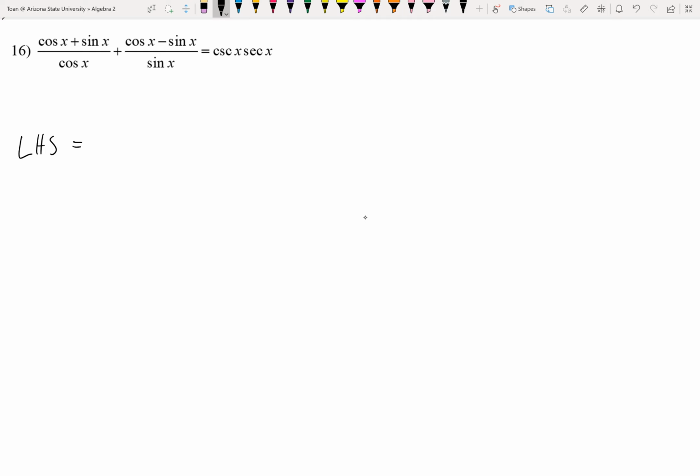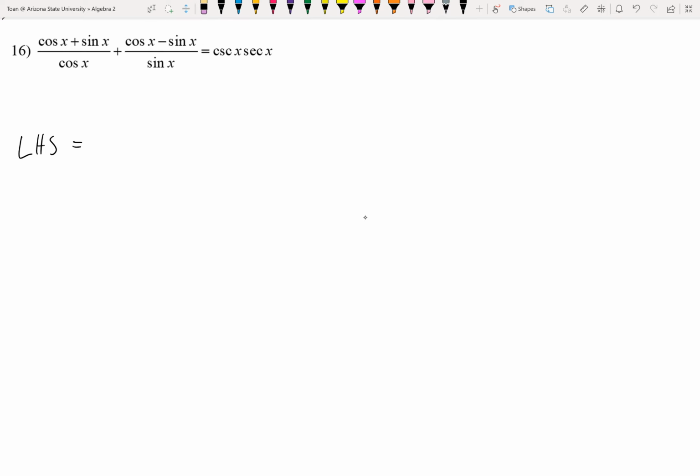Well, let's just use arithmetic, right? What is it asking us to do? It's asking us to add these fractions, so let's do it. In order to add and subtract fractions, they need to have a common denominator. So the common denominator is going to be the sine and cosine together. So this fraction needs to be multiplied by sine over sine. This fraction needs to be multiplied by cosine over cosine.